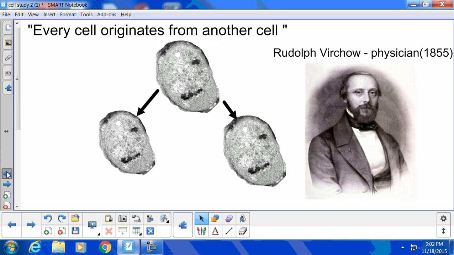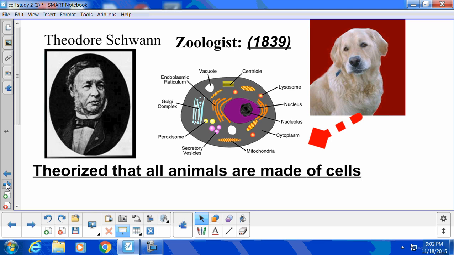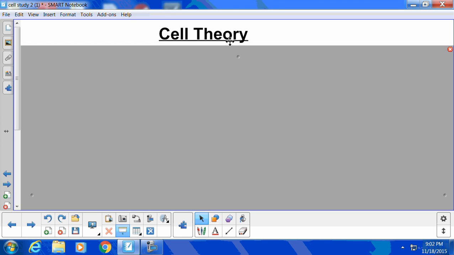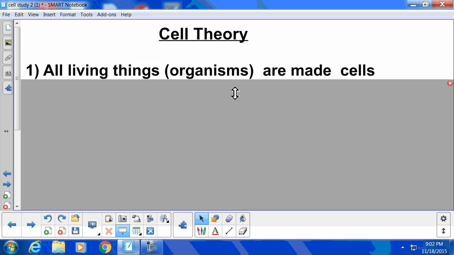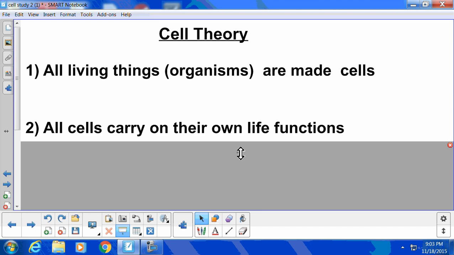And so together, the last three scientists, Schleiden and Schwann and Virchow, together they sort of form what we call our modern day cell theory. The first statement of the cell theory is all living things, all living organisms are made of cells. We know that to be true today. If you're alive, you're made of cells. The second statement, all cells carry on their own life functions.